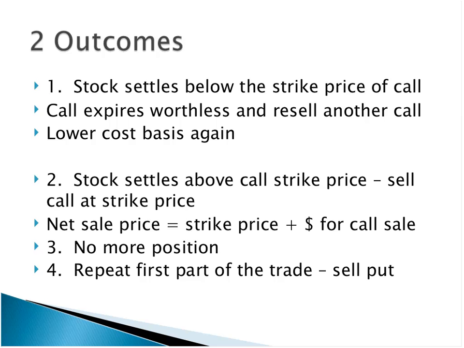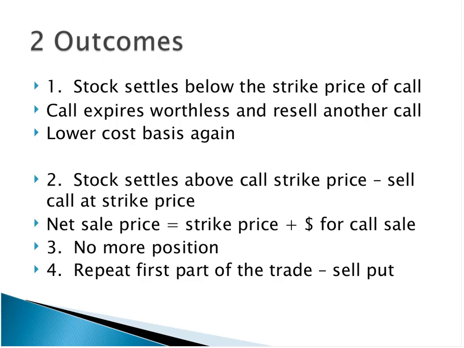Anyway, in the first example, if we sell the call and the stock closes below that strike, the call expires worthless. We keep all that premium, all the money that we sold it for. And now what we do is we simply sell another call at the money again, the one with the greatest extrinsic value. By doing that, we're going to lower our cost basis again.